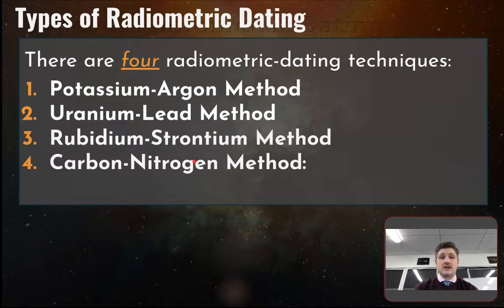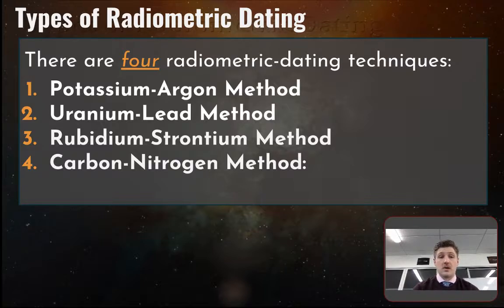So scientists use different radiometric dating methods based on the estimated age of the object. So they look at an object and they go, right, this could be this old, so we're going to use this method. And there are 4 types. So I'm going to go through them now and tell you what the parent isotope is and what it converts into in terms of the daughter isotope.